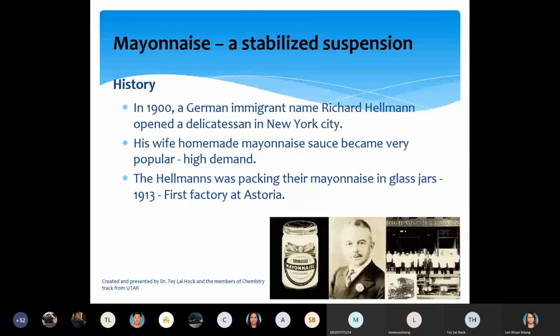Next slide, please. Okay, now later on, in the 1900s, as we all know, the popular brand is Hellmann's. The original founder was a German immigrant named Richard Hellmann. He immigrated to New York and opened his first store. His wife's homemade mayonnaise became very popular and in high demand, so he started packing everything in glass jars. In the 1930s, the first factory was established.